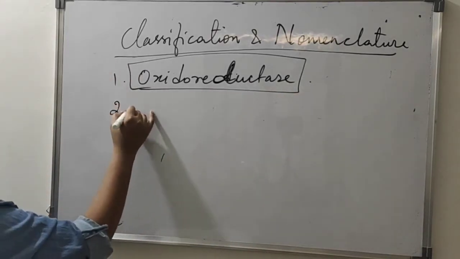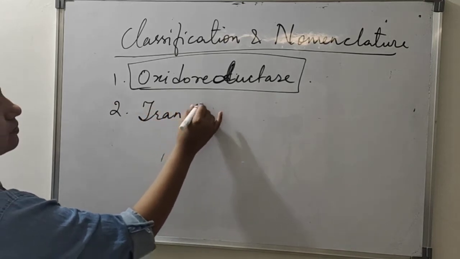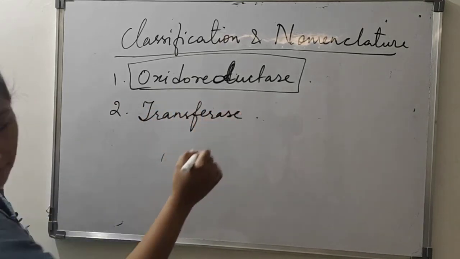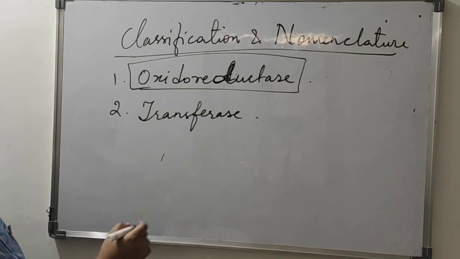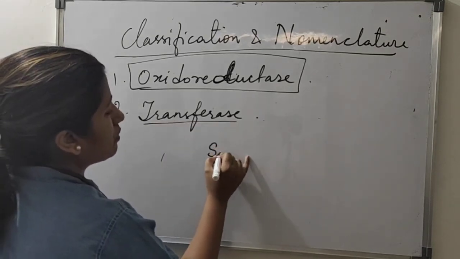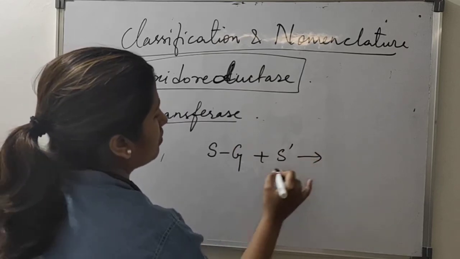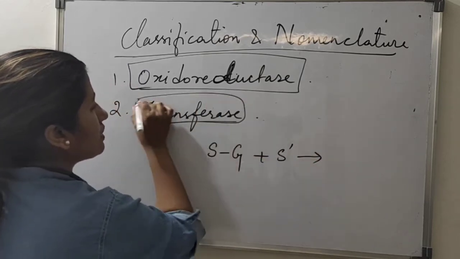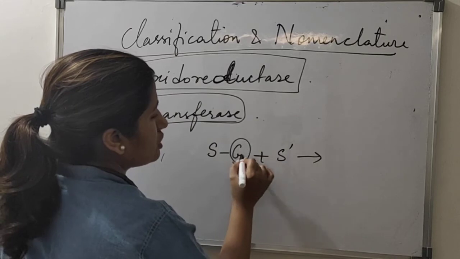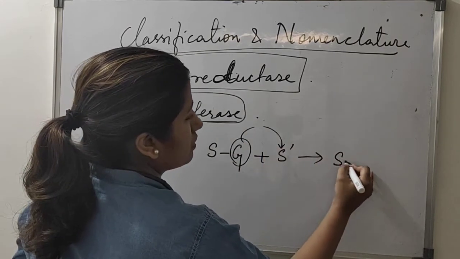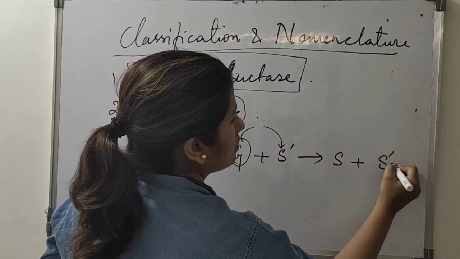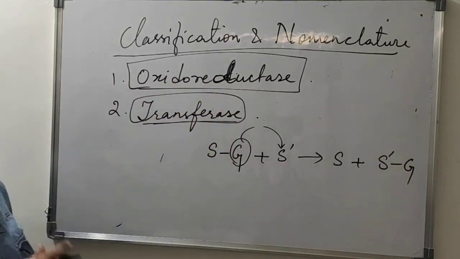Number 2, transferase. Transferase transfers the group. Suppose this is a compound attached with a group G. S prime is another compound. So what does the transferase enzyme do? It transfers this G group to the next compound here. So by the help of this, the reaction takes place.